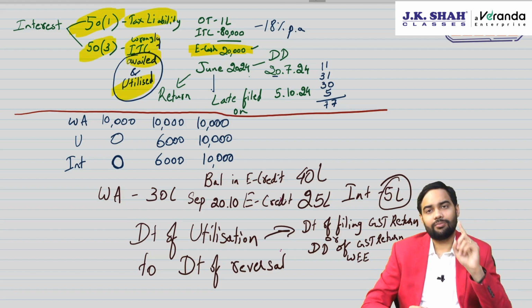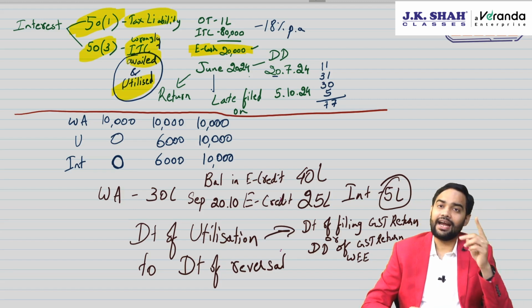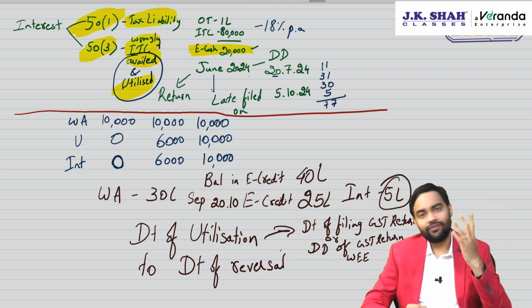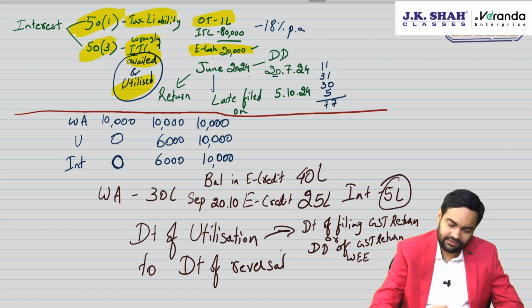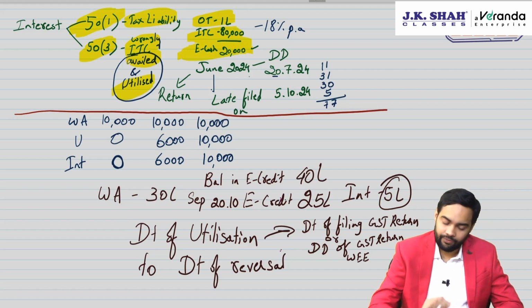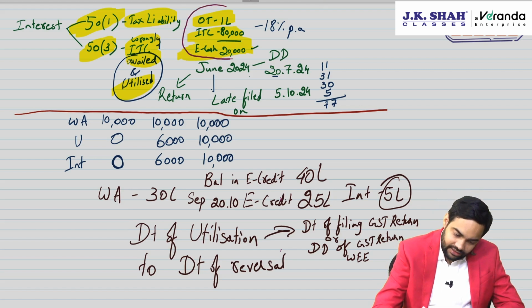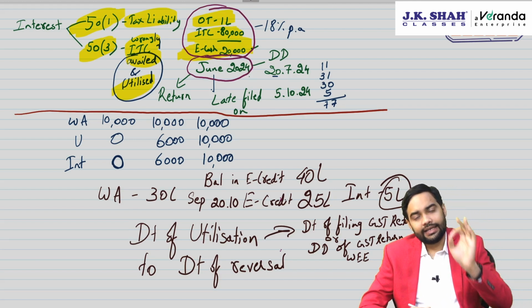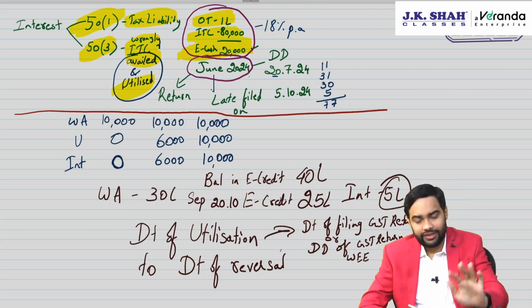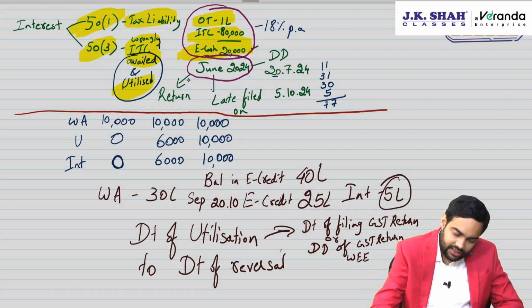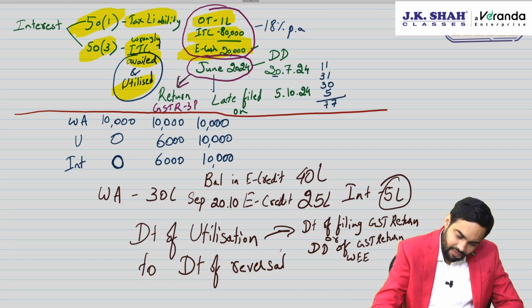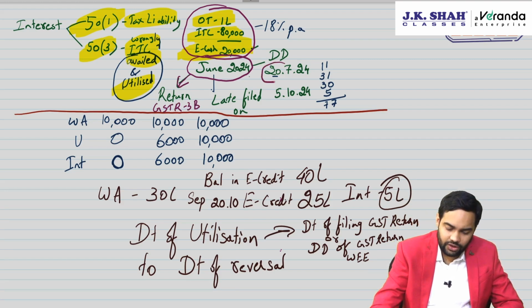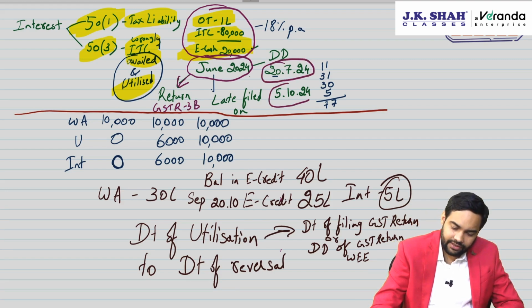Interest will apply only when I have wrongly availed and utilized ITC. Now Section 50 subsection 1: suppose output tax is 1 lakh, ITC is 80,000, and e-cash I am paying is 20,000. Now if this data relates to June 2024, I report this data of June in the June GSTR 3B, but I report it late. June due date was 20th July. I filed it on 5/10.